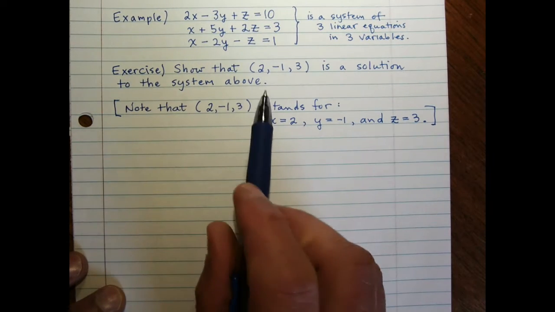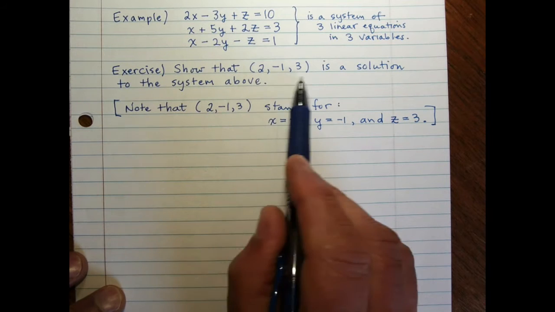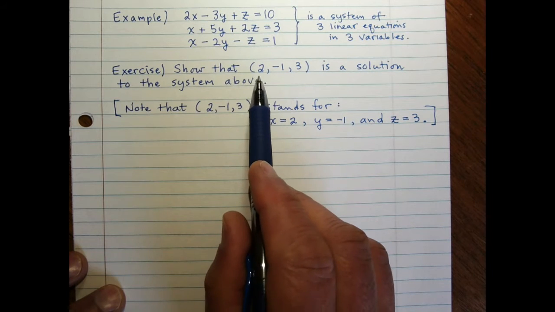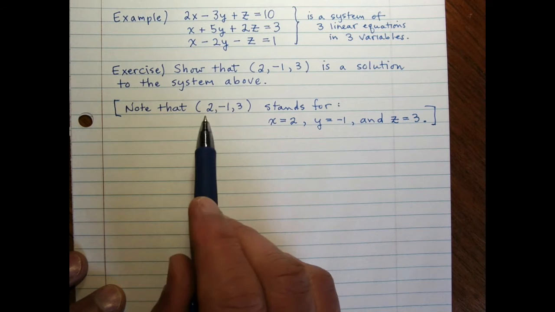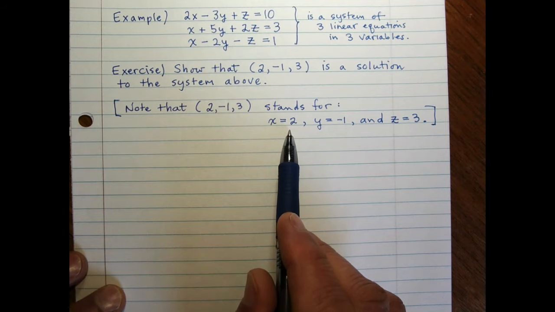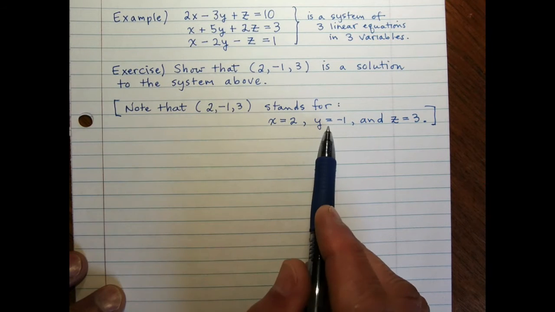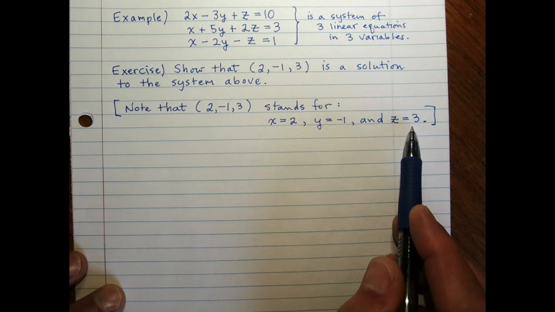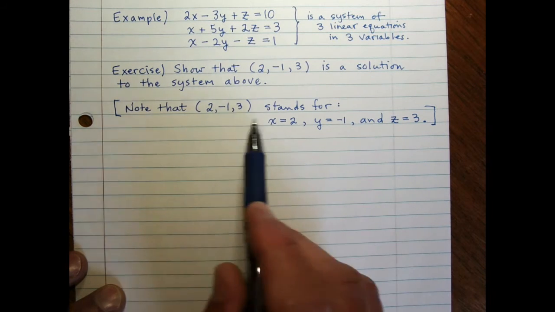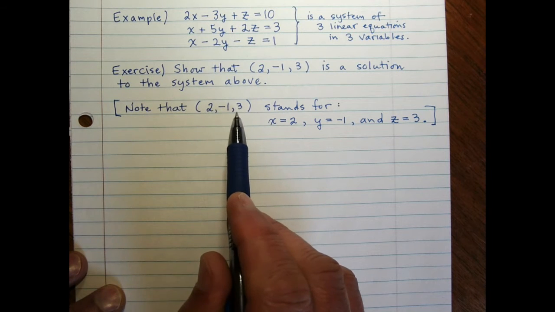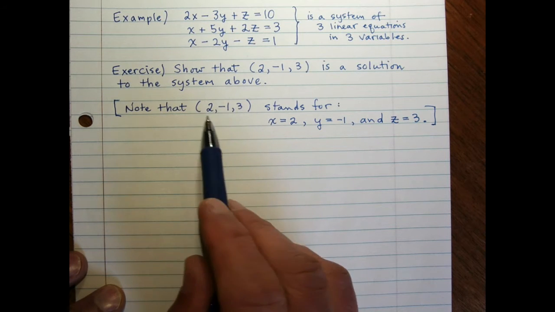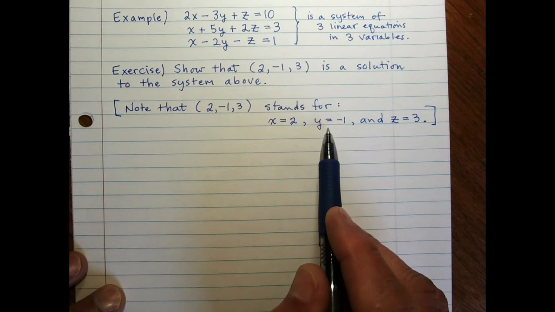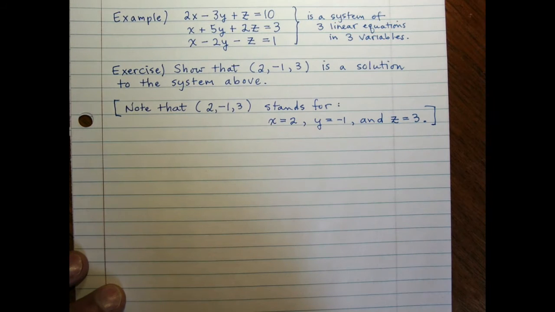Now, I'm writing that solution as what's called an ordered triple of numbers, similar to an ordered pair, but now we have three values. The first number is always the x value, so x is equal to 2. The second number is the y value, y equals negative 1. The third number is the z value, z equals 3. So you could write it either way. 2, negative 1, 3 is a nice compact way to write the solution, or you could just write it out as x equals 2, y equals negative 1, z equals 3.